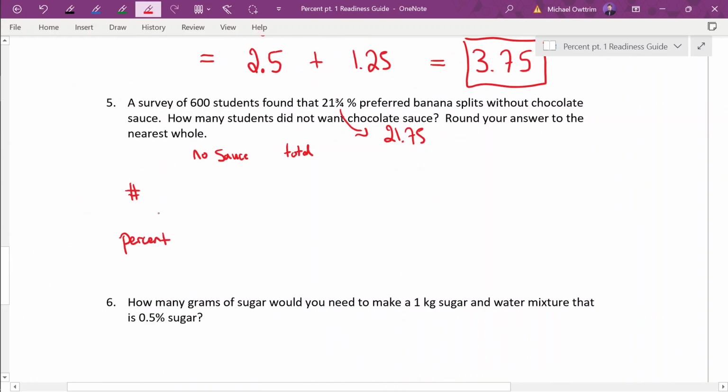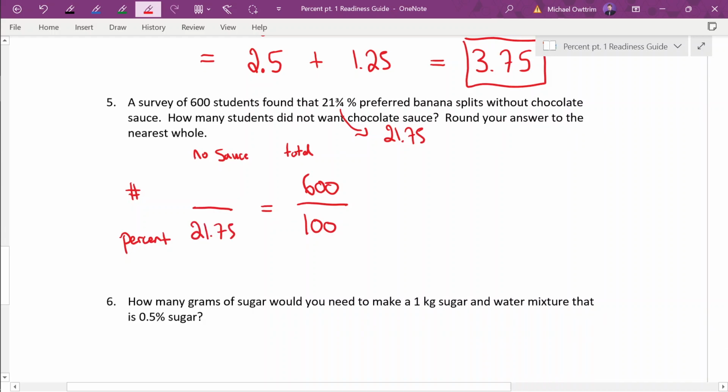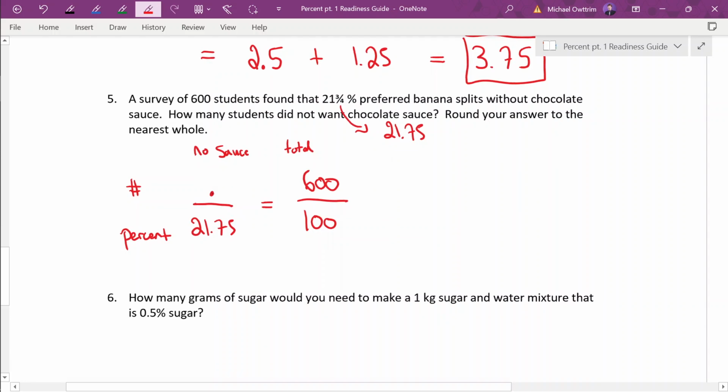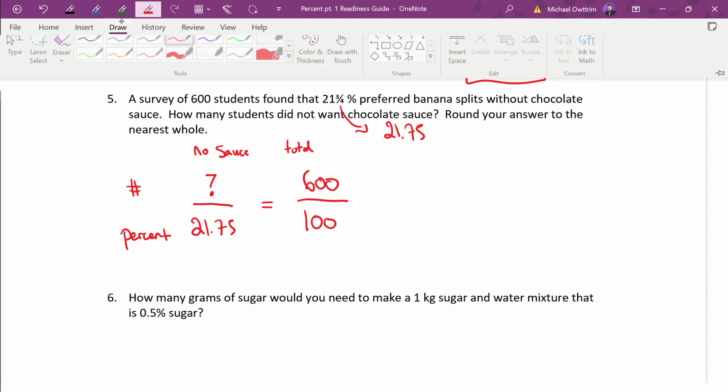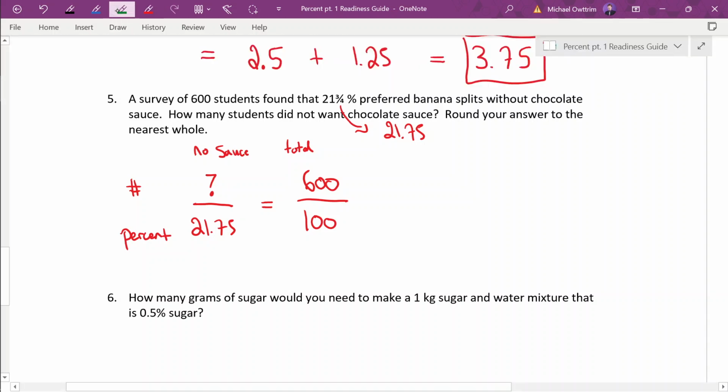All right, and when we use proportional reasoning, we are setting up two equal fractions. I do know the total number of students is 600. They surveyed 600 students, and I know that 600 will be 100% of itself. As far as the percent that did not want sauce, it's 21.75, and we are looking for how many students that was. So we've only got one unknown here. We can go ahead and solve for it.